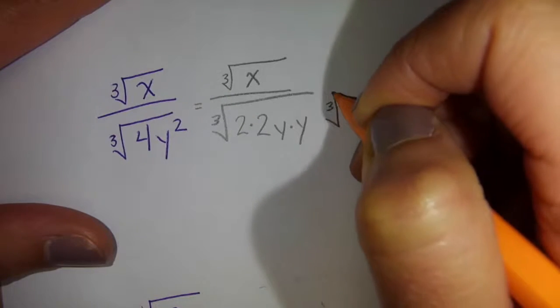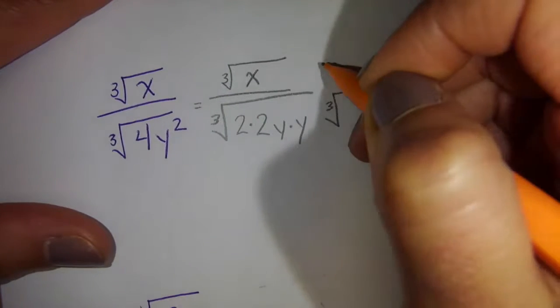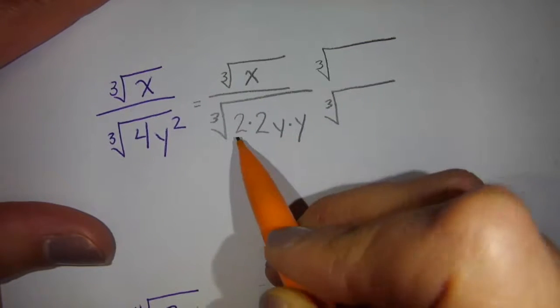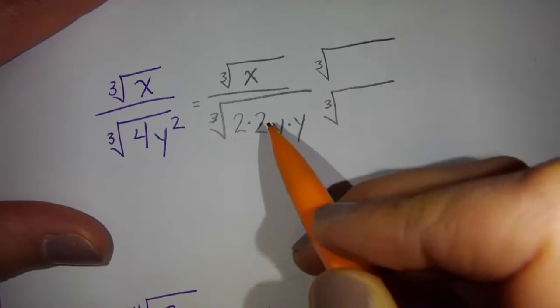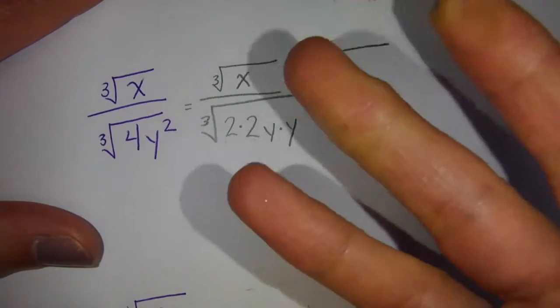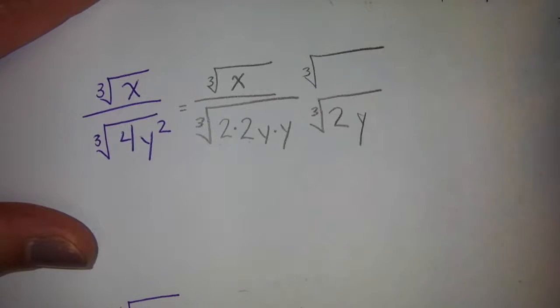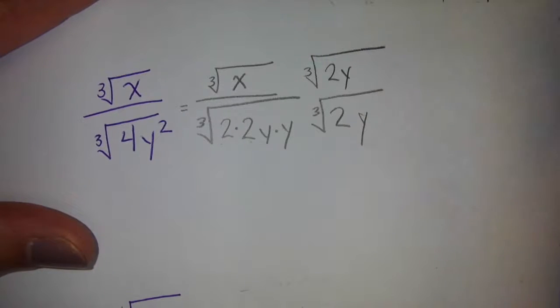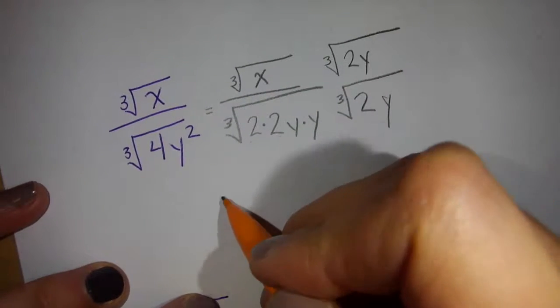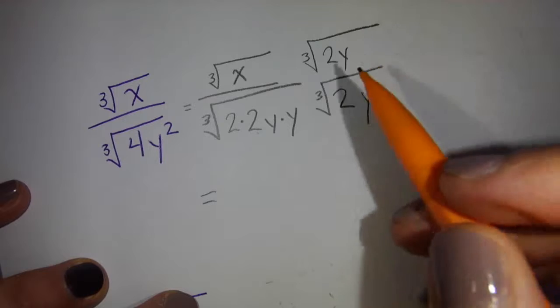So I multiply by the same root in the top and bottom. And I have 2 2's, so I just need one more 2 to have 3 2's. And I have 2 y's, so I multiply by one more y to have 3 y's. And I do that in the top and bottom. So this one's much easier as far as simplifying goes.